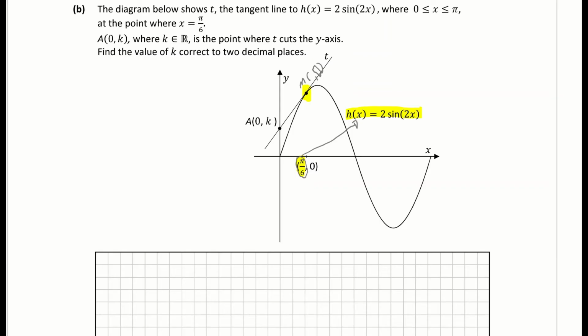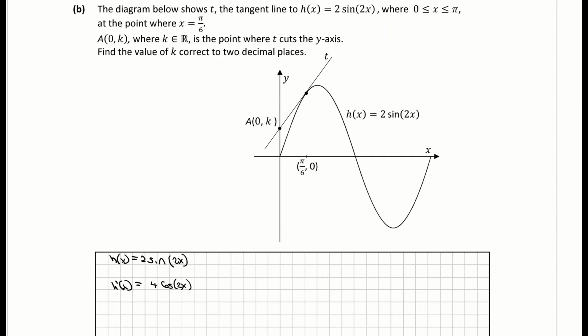So like I said, first thing I'm going to do is differentiate my function h of x. So h of x is equal to 2 sine 2x. So I'm going to differentiate a trigonometric function here. So h dash of x is equal to, well, it's the chain rule here, so I need to differentiate the 2x, which becomes 2 multiplied by the factor at the front, so 2 times 2 is 4. Sine will become cos, and then my 2x. So differentiating 2 sine 2x becomes 4 cos 2x.